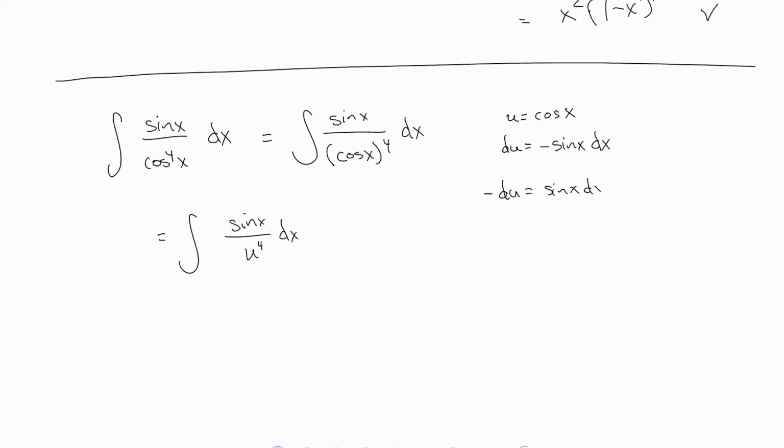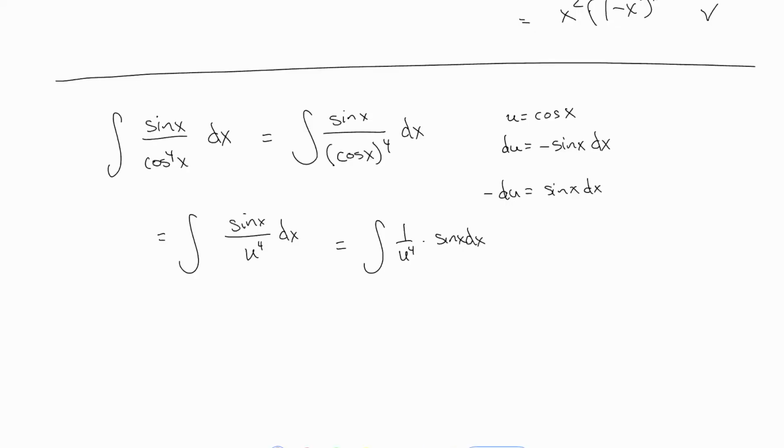Negative du equals sine x times dx. All right, and this is a slightly weird substitution. I'm going to pull this sine x dx apart from the fraction here, so I'm going to write this instead like that. And then it will be very clear. Those are the same, right?